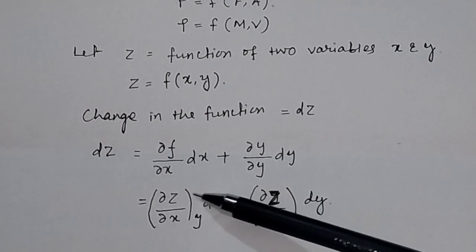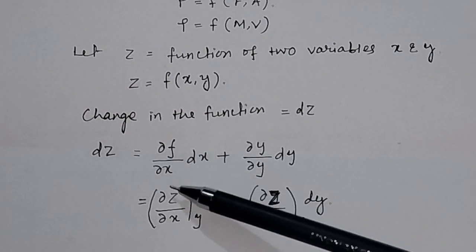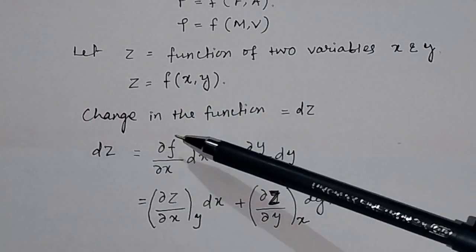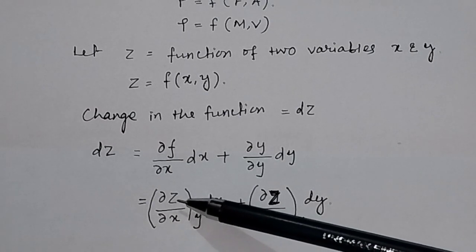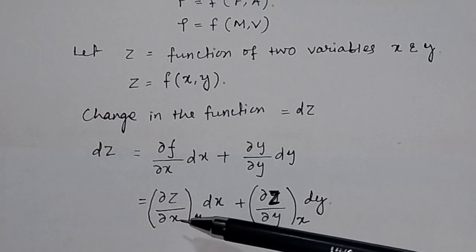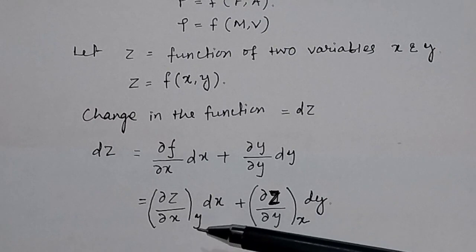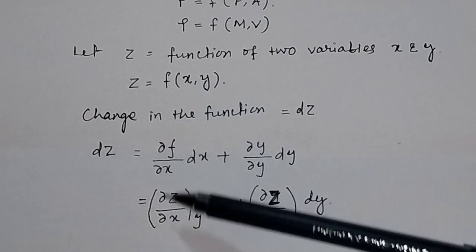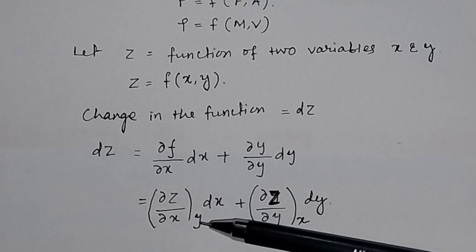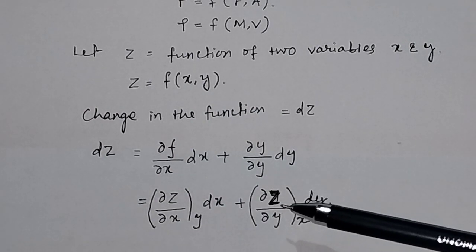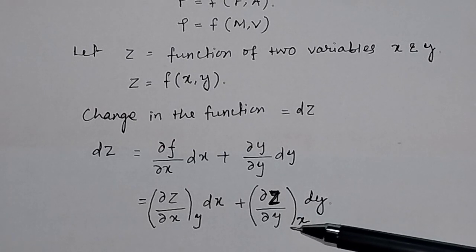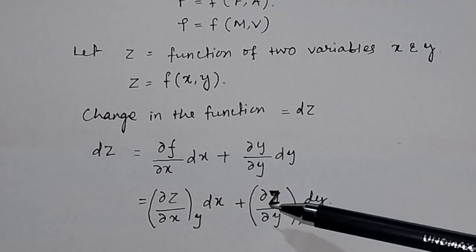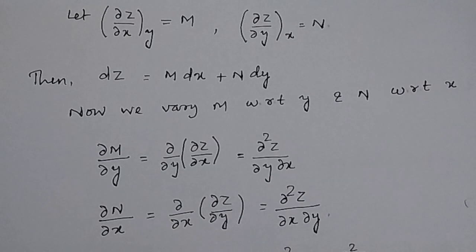We can also write this for the function z: the change of z with respect to x when y is constant, meaning the change of the function z with respect to x taking y constant, plus the change of the function z with respect to y taking x constant. You can write it like this, or you can write it like this.